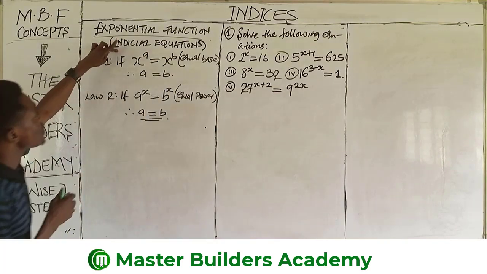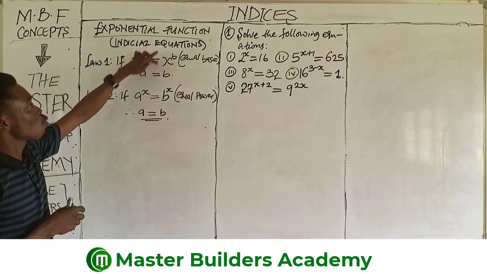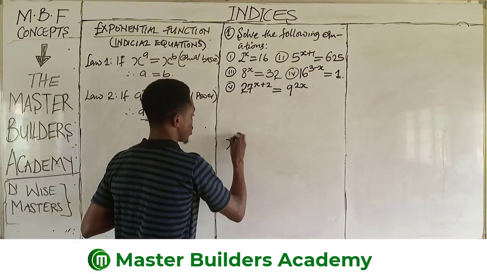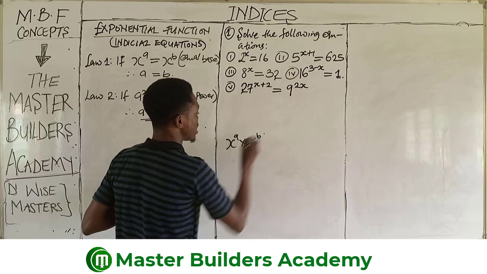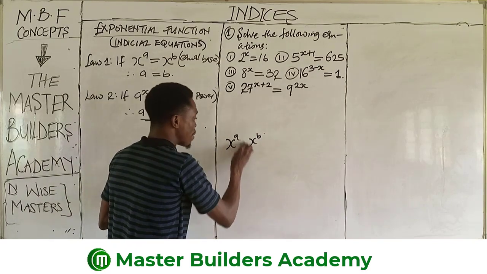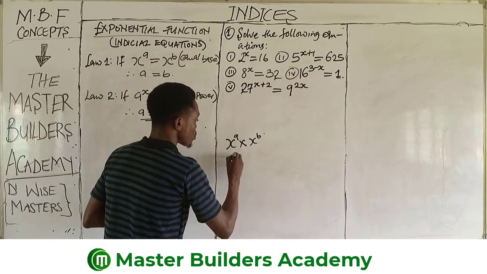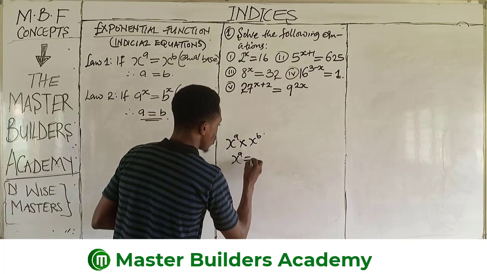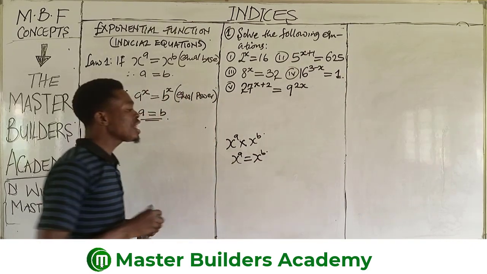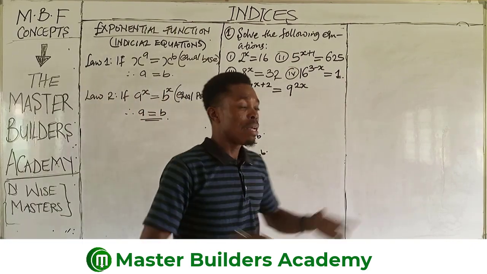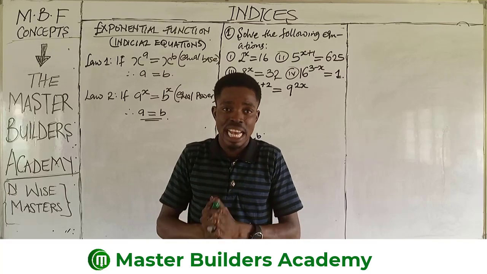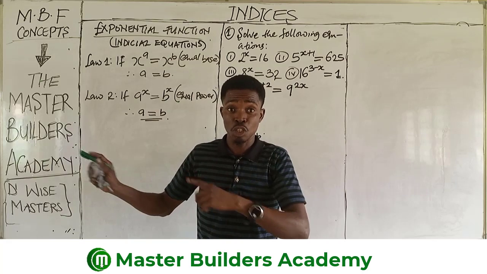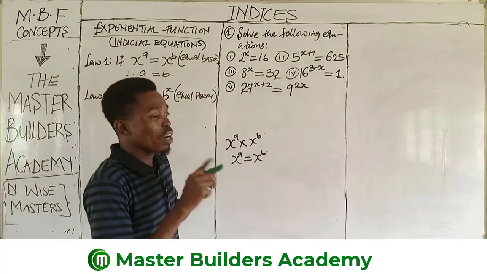Law number one: if s raised to power a is equal to s raised to power b. In normal indices, we used to have this as s raised to power a multiplied by s raised to power b, but in this case, this has been replaced with equal to. So now, when you have two index forms separated by an equality sign, one to the left and the other to the right, please pay attention to this. What you also watch out for is their base.